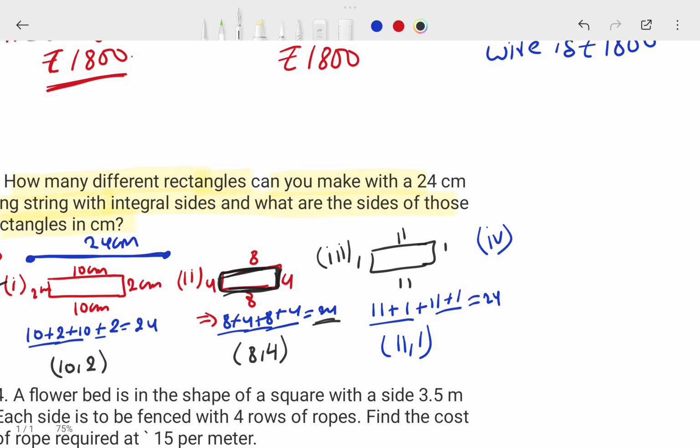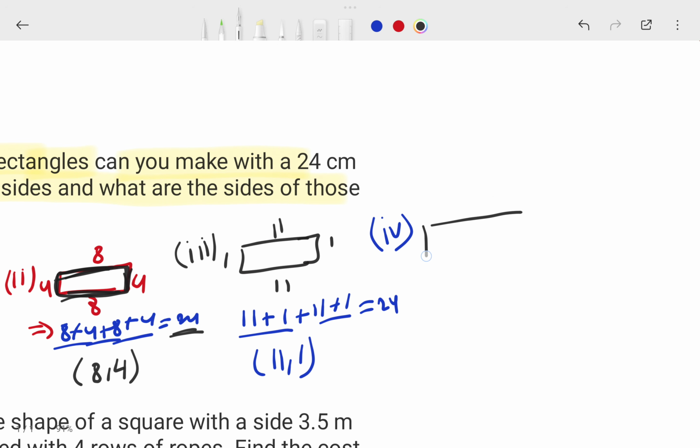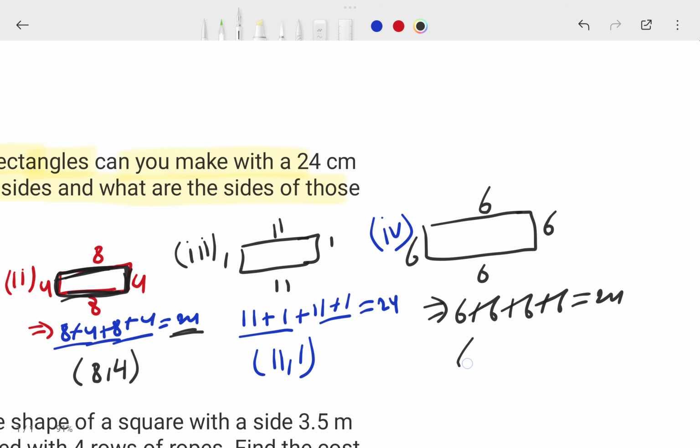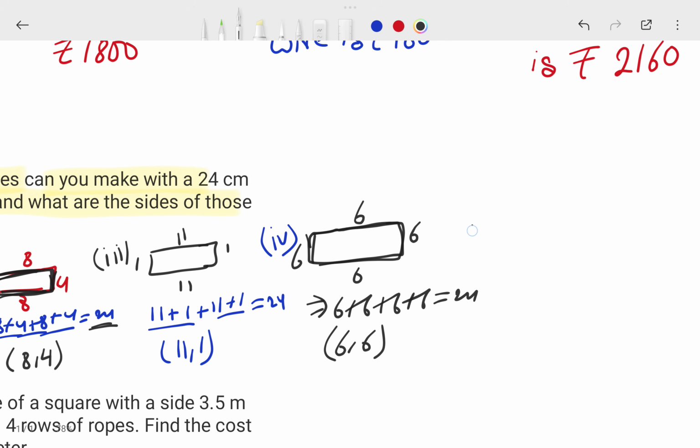We did 10 and 2, and 8 and 4, and 7, and another we will make like that. Another we will make using 9 and 3. Let's suppose this is 6 and 6. How? Let's see, 6 plus 6 plus 6 plus 6, if you add it, is going to be 24 only. So using 6 and 6 also you can make a rectangle. 6, 12, 18 and 24. Okay, so the fourth rectangle is over.